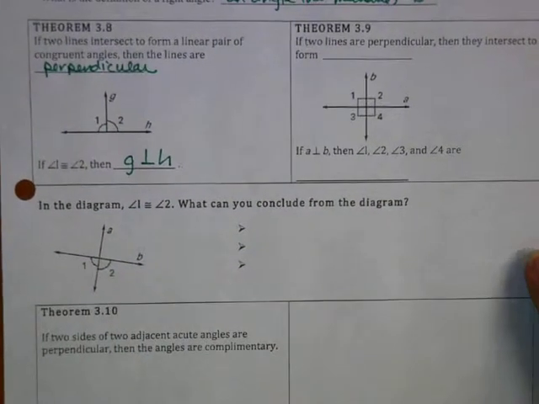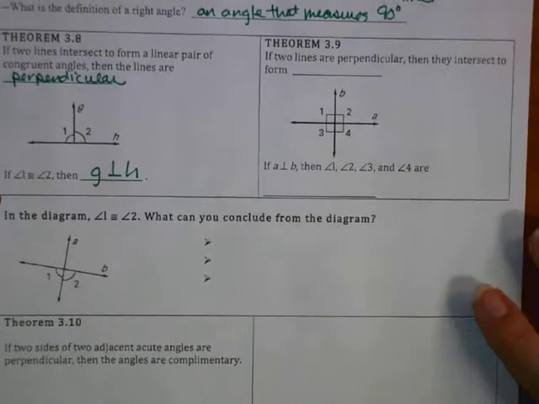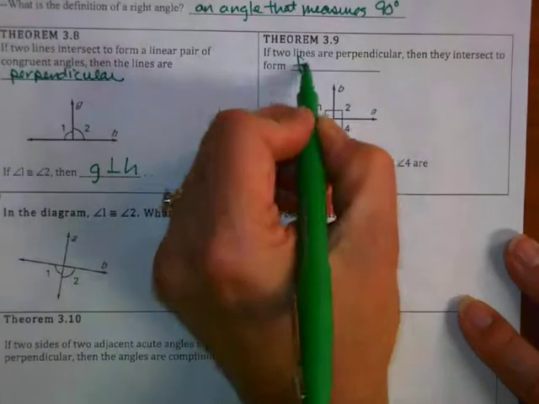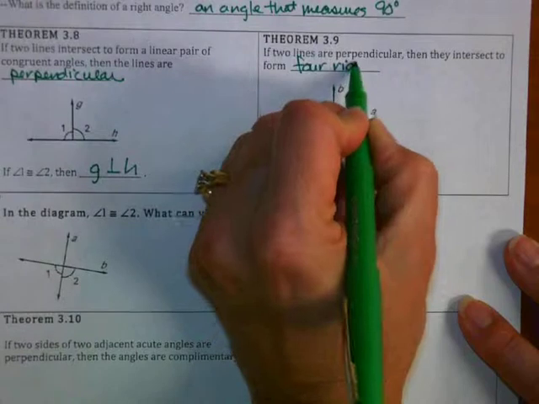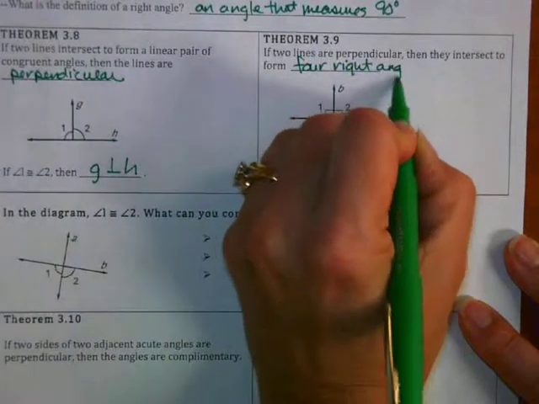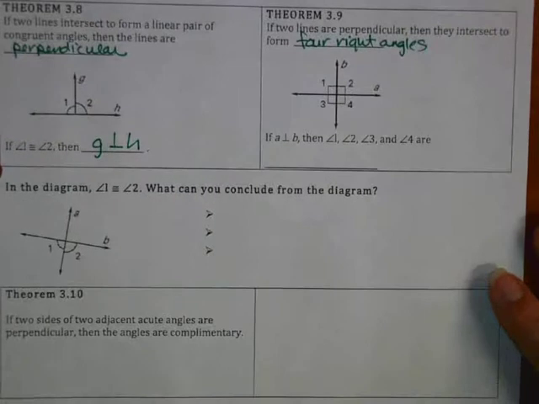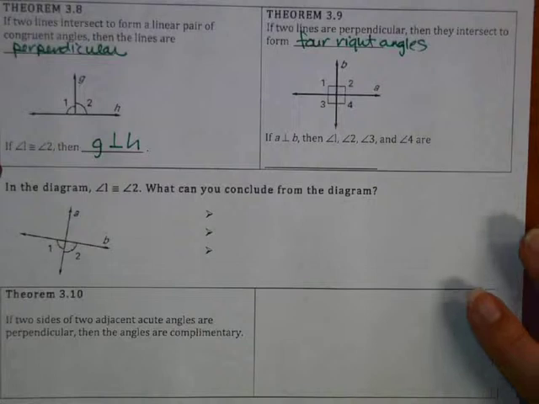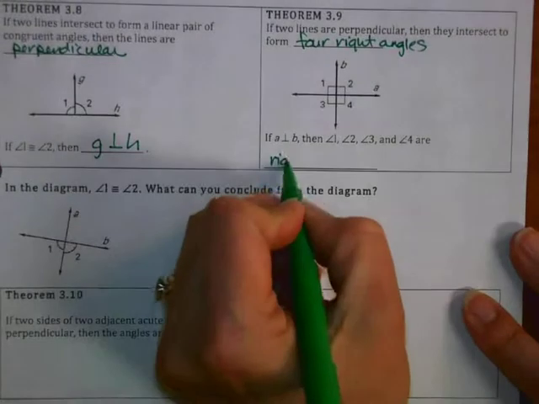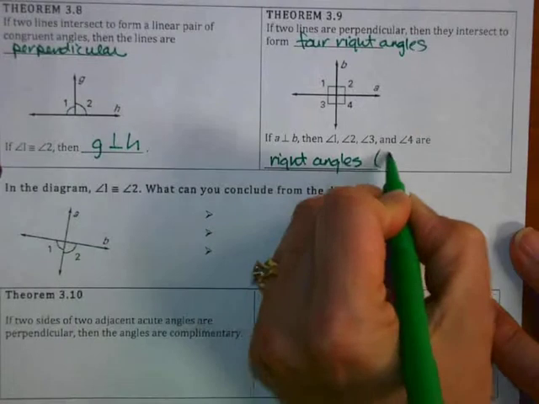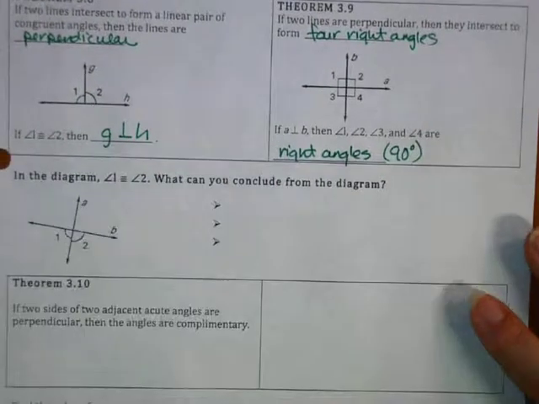Here's another one. If two lines are perpendicular, then they intersect to form how many right angles? 4. Okay? So if A is perpendicular to B, then angle 1, angle 2, angle 3, and angle 4 are right angles. We could also say 90 degrees because of the definition of right angles.